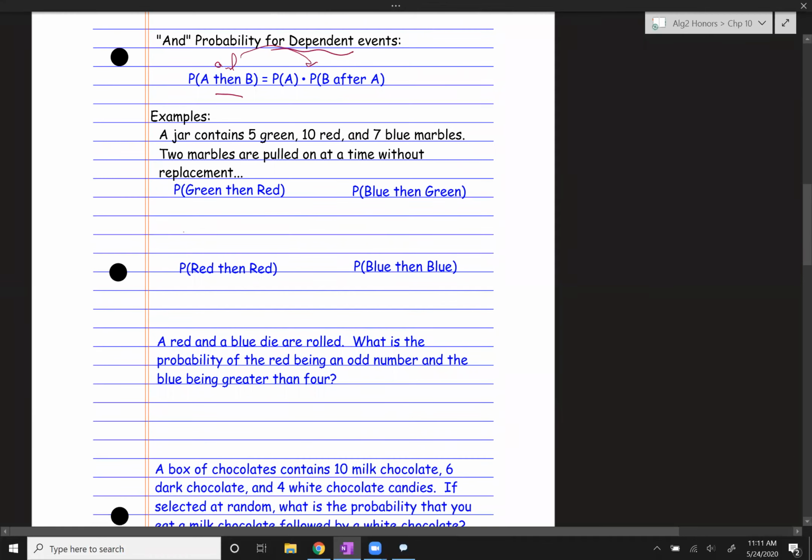So jar contains, what do we get? 22. We get 22 marbles. And without replacement this time, super important. So that means the second time I pull something, it's only going to be out of 21. So we want green. Green was 5. And then red. So I'm even going to read it that way. All right, so here's where you want to start to reduce anywhere you can. I know 10 and 22 are both even, so I'm going to make this 5 and 11. So that'll give me 25 in the numerator, and 11 times 21, that'll become 231.